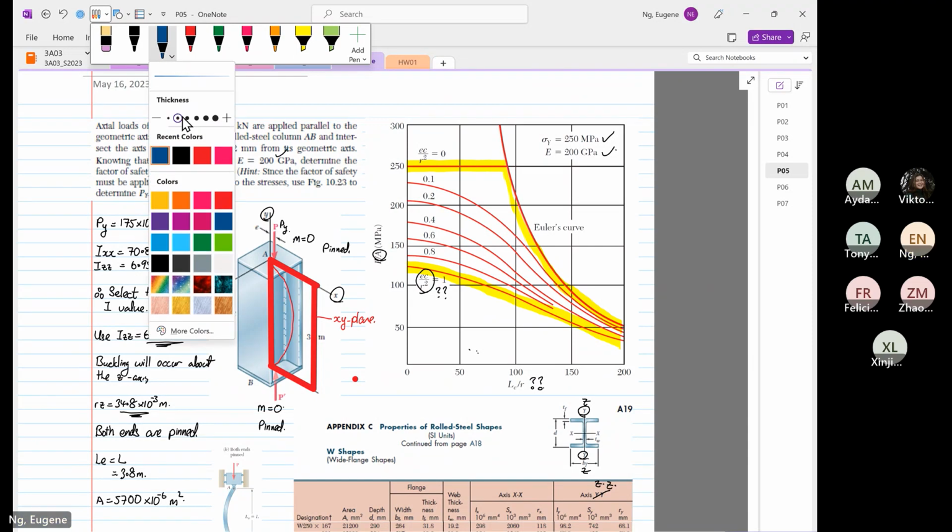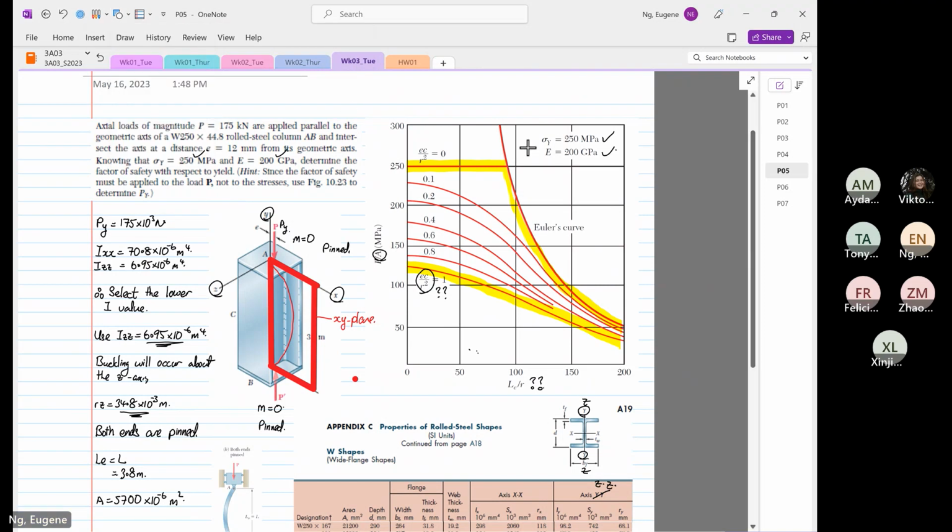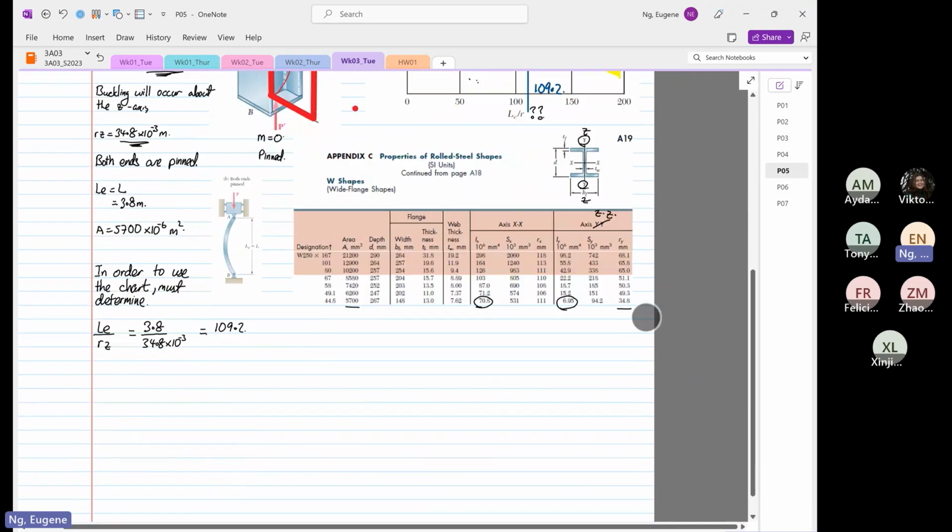So 109.2. Okay, so this is the line. So this 109, so half 115 is here. Okay, this is about it. So this is my line. This is 109. Okay, 109.2. And then the next one, we have to find out Ec over r squared.